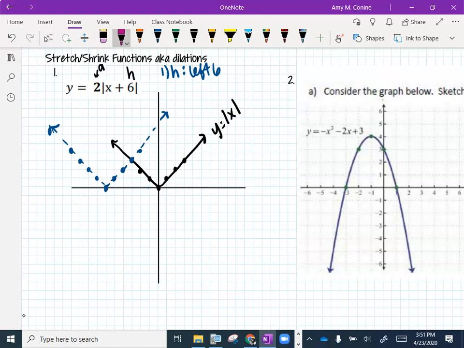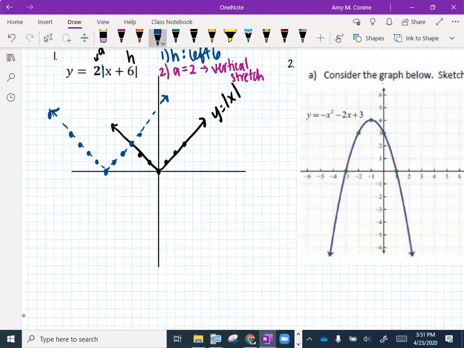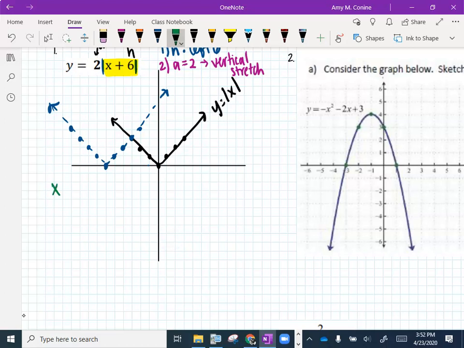Here we have an a value that's equal to 2. So we should have what they call a vertical stretch. With a vertical stretch, it affects the math that you do in here at this point. We're going to do a table so you can see what that looks like.